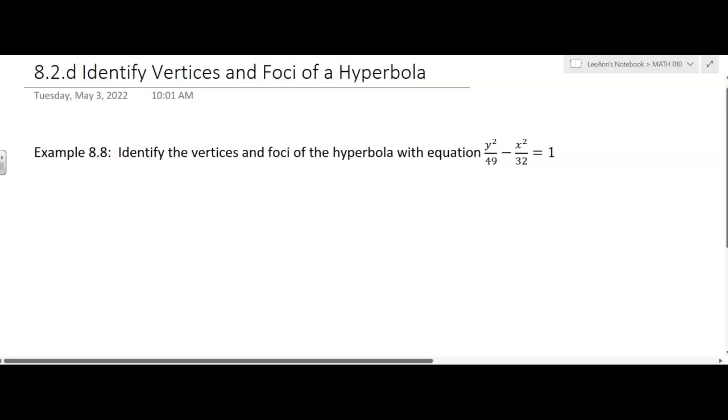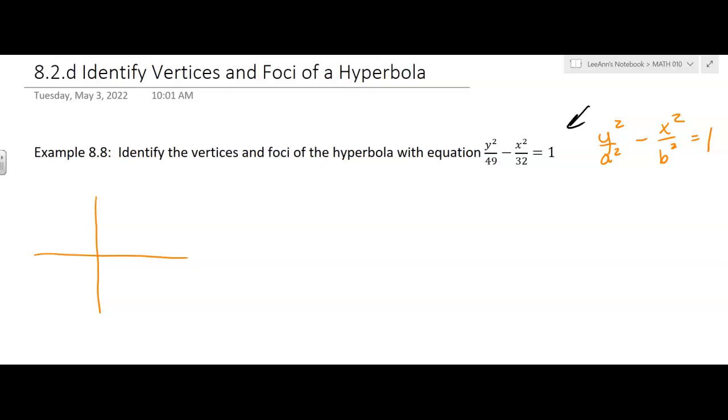Okay, so it says identify the vertices and foci of the hyperbola with the equation, and then they give us this equation. So we're not going to actually graph it, but I'm going to do a little mini graph here, just to give you a picture of what's going on. Notice that this follows the form y squared over a squared minus x squared over b squared equals 1. That means it's going to be an up and down hyperbola. It's going to be like this, okay?